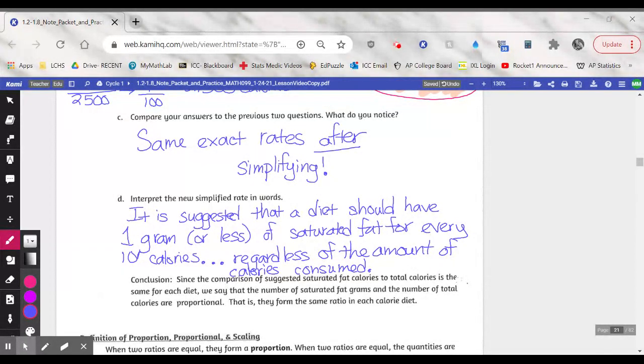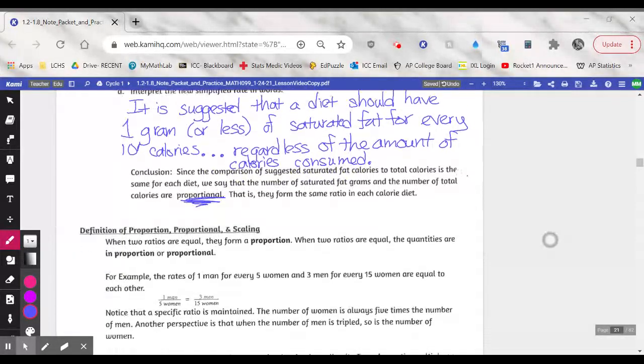So, for a conclusion, since the comparison of suggested saturated fat calories to total calories is the same for each diet, we can say that the number of saturated fat grams and the total number of calories are proportional. And this is a big takeaway here. Because when we simplified the rate, they ended up becoming the same, these are proportional, which means that they form the same ratio in each calorie diet.